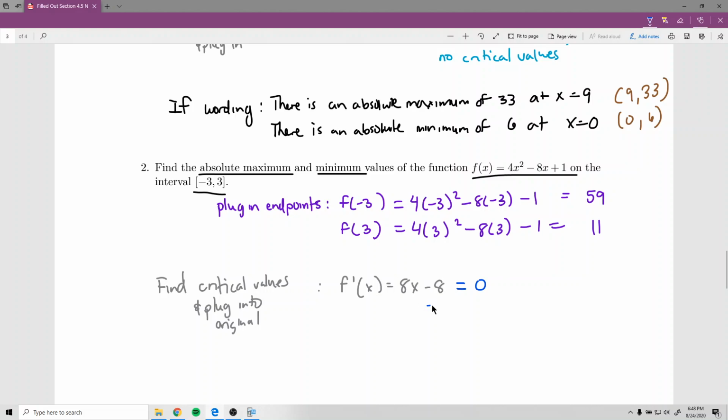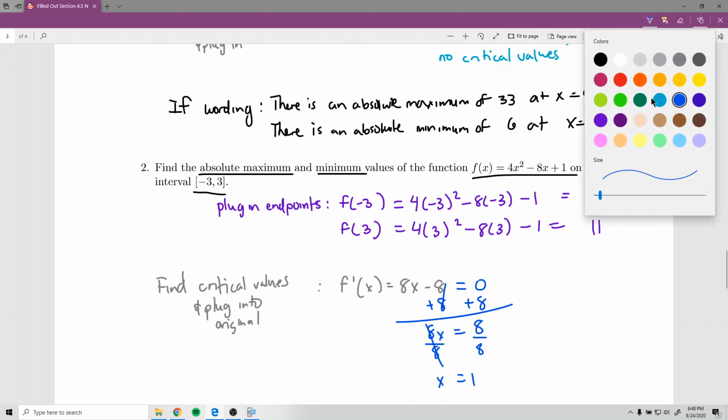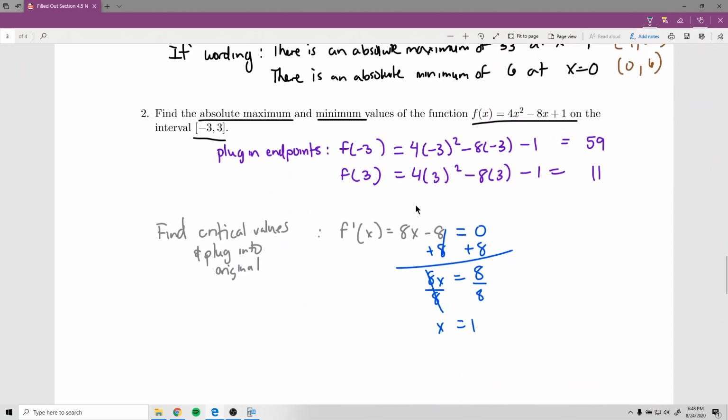So to solve this, we add 8 to each side. We got 8x equals 8, and then we divide by 8, and we get x equals 1. Now here's something important. This one we do plug in because it is between the interval -3 and 3. If we got 4, for example, we wouldn't plug it in because it's not inside the interval.